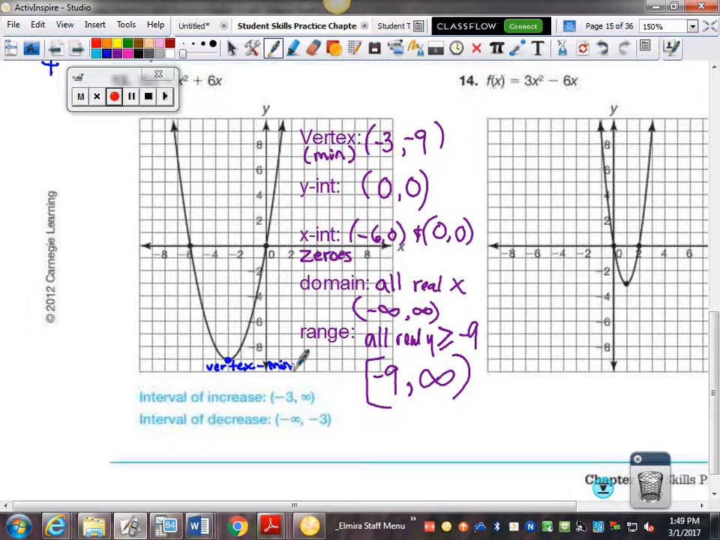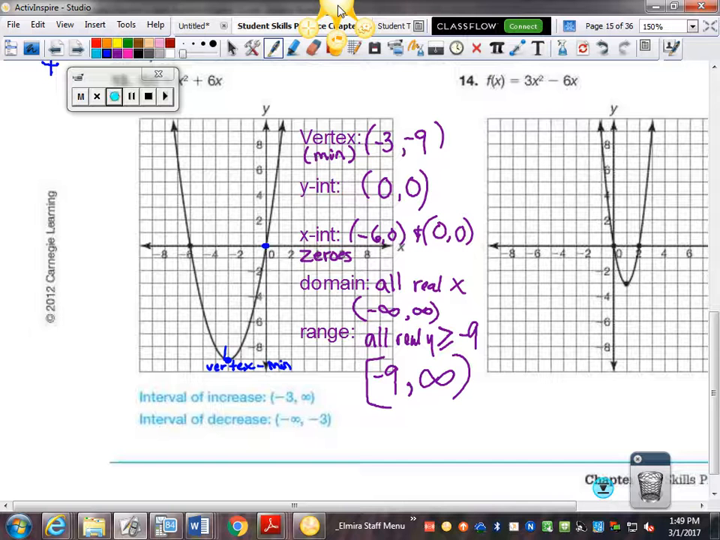So you can see that I have additional things that the directions don't tell you that I have had my students do. Okay, so I want you to tell me what the vertex is and whether it's a minimum or a maximum. So the vertex here is a minimum, and the coordinates of that are -3 and -9. I also had you look for the y-intercept right here.